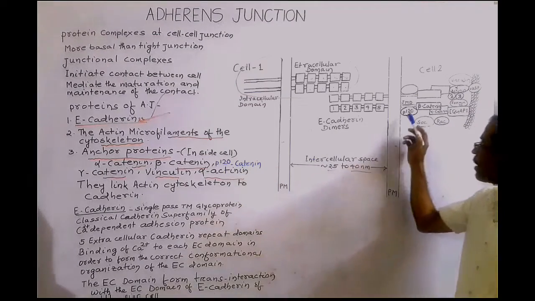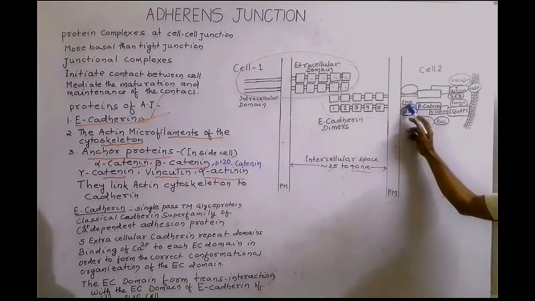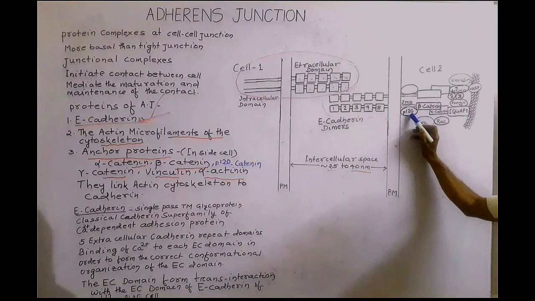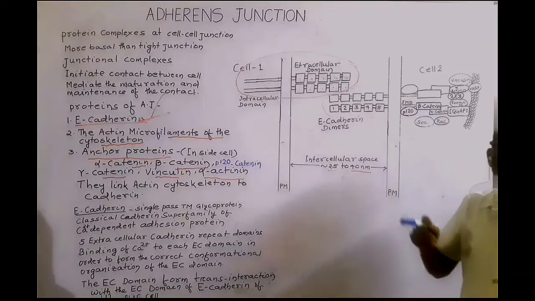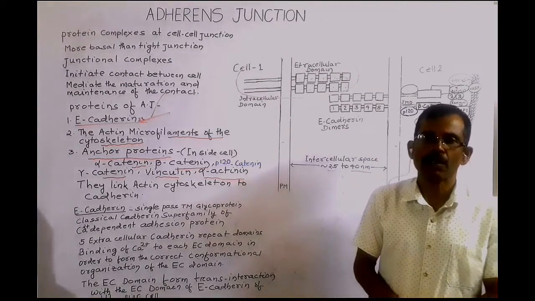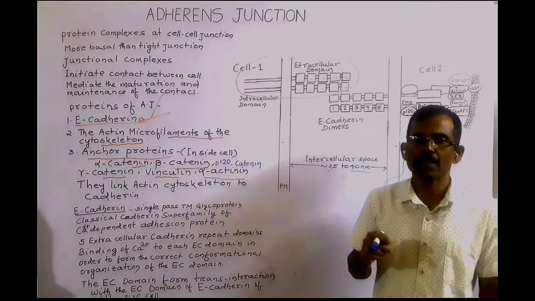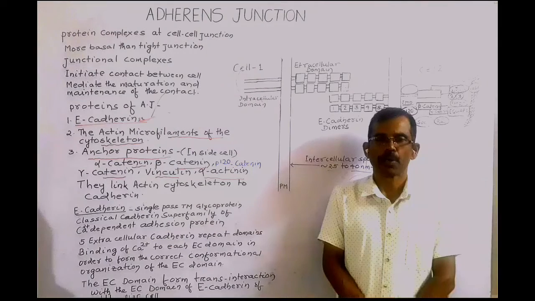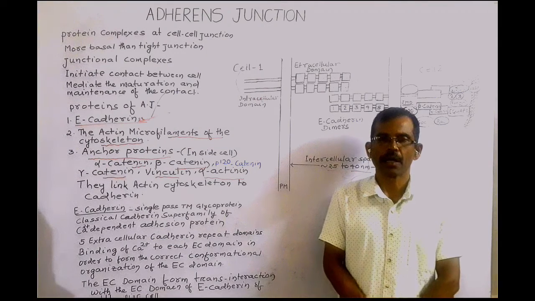P120 catenin binds with the juxtamembrane domain of the intracellular domain of E-cadherin. It is believed that binding of P120 catenin to the juxtamembrane domain of E-cadherin blocks factors like E3 ubiquitin ligase and other proteins of the endocytic machinery that tag and target E-cadherin for destruction and internalization.